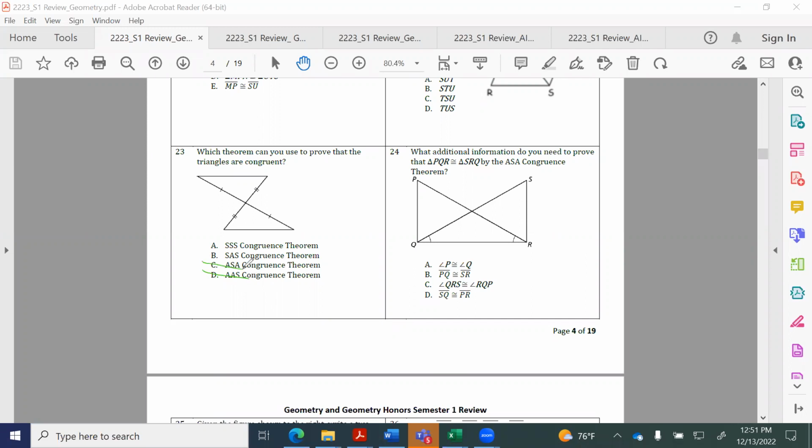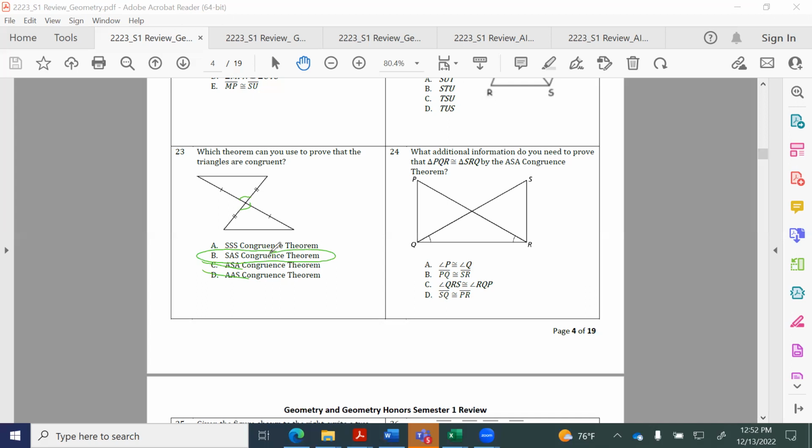Can't be C. That's doing two angles and one side. So now we're down to one of these two. Well, do I have all three sides? No. Do I have two sides and an angle? Well, I don't have the angle, but the one that's in between the two sides should be congruent because that's a vertical pair. So SAS is the one that works.